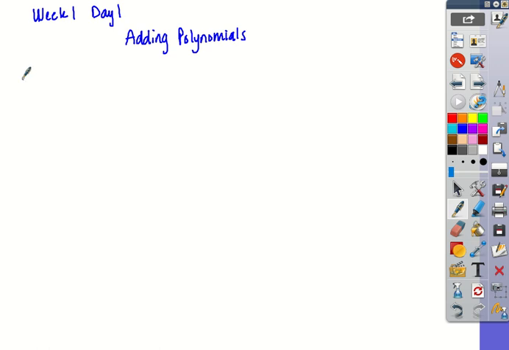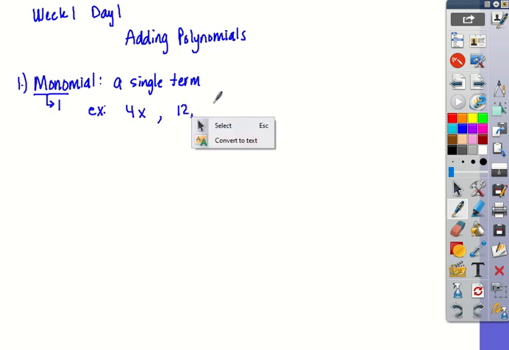When adding polynomials, we have to know what is a monomial. We've been using monomials all semester long, and we might not just have used the term monomial, but a monomial is just a single term. Reminder that the prefix here, mono, means one. So an example of a monomial is something simple like 4x, or 12, or 13x squared y. You can have as many letters on it, just all of them are attached by multiplication.